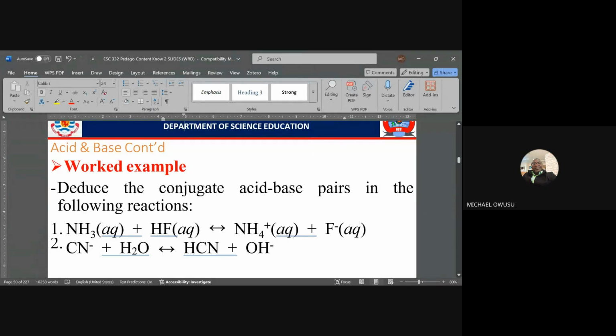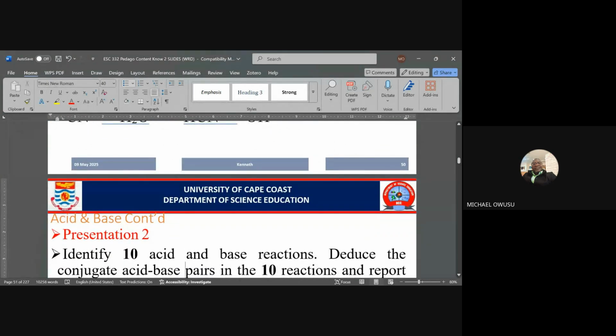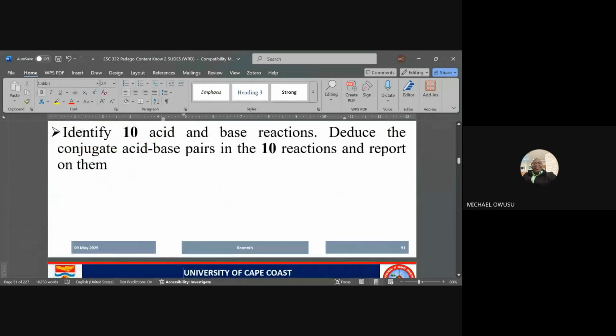That's good. So please, you have to be reading a lot or solving a lot. Solve a lot so that at the end of the day it becomes easier for you. So what will happen is that you by all means will be given a series of equations like this, and then be made to deduce the acid-base conjugate pairs. So that is about that.